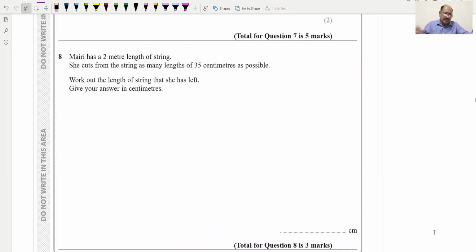Now question number 8. Myri has a 2-meter length of string. She cuts from the string as many lengths of 35 centimeters as possible. Work out the length of string that she has left. Give your answer in centimeters.